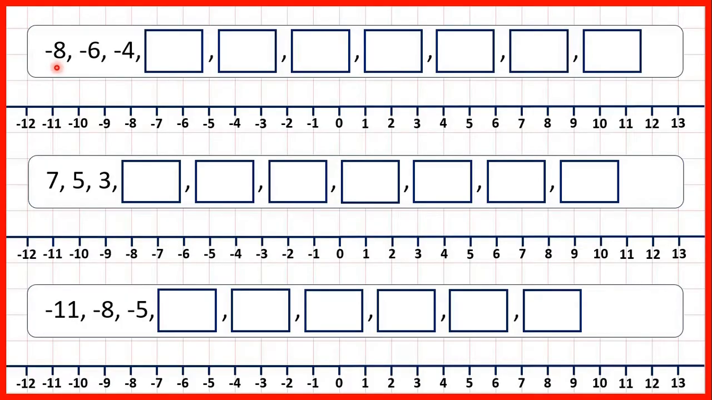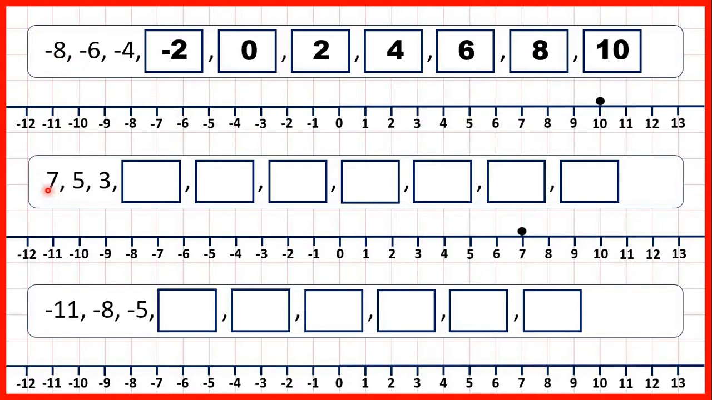Now we need to count in steps from negative numbers. So first we start on minus 8, then minus 6, minus 4, minus 2, 0, 2, 4, 6, 8, 10. So here we were adding 2 each time.